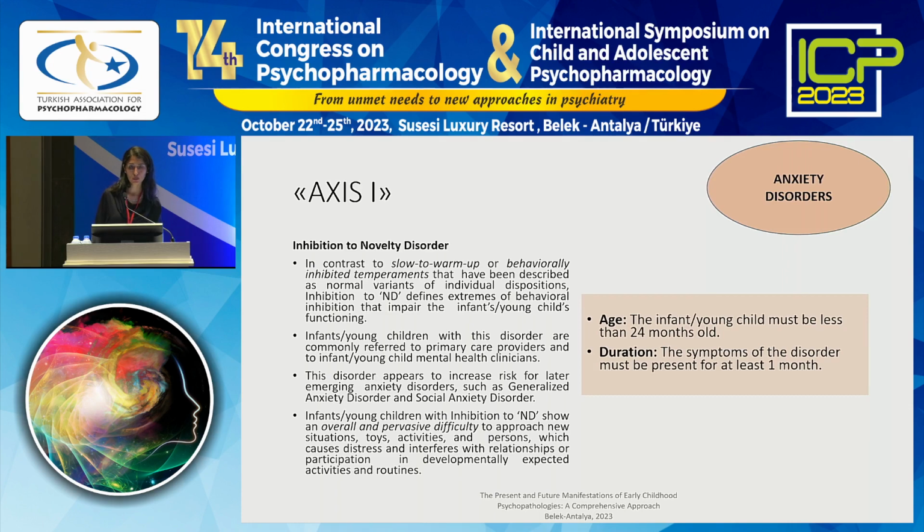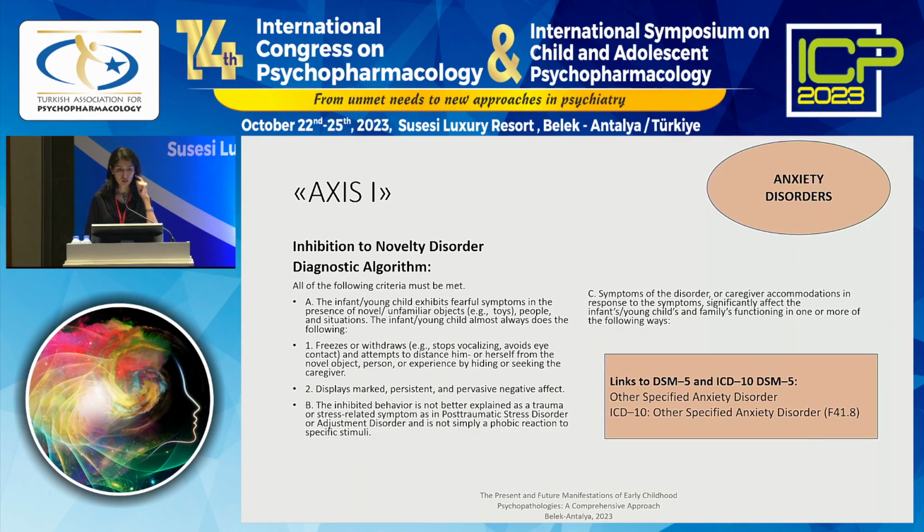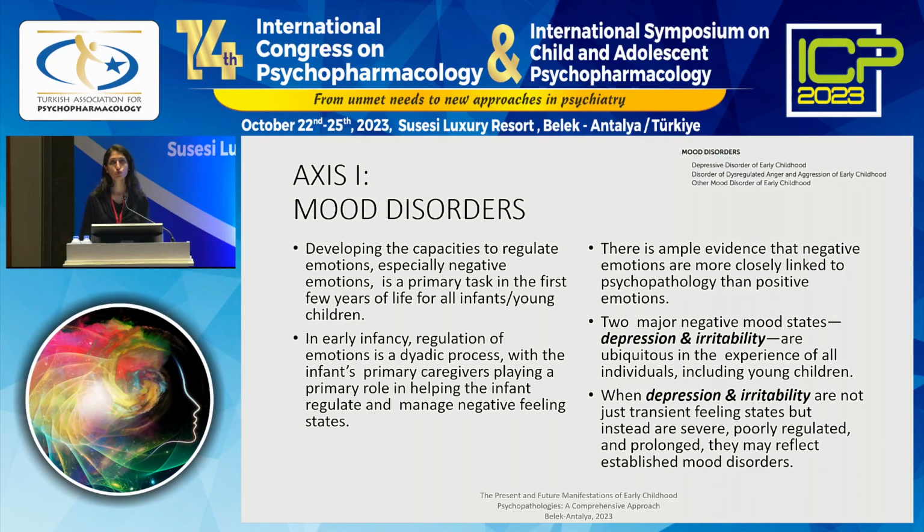Again, among the new diagnoses, inhibition to novelty disorder. As you all know, there are slow to warm up and behaviorally inhibited temperaments; in contrast to them, it's a normal variant of individual dispositions, but it's mostly children sent to primary care. It could be generalized anxiety disorder or social anxiety disorder. It could be a risk. It's especially for new situations, toys, activities, and persons, where there is actually an inhibition, and it must be at least at the age of 2, and the symptoms should persist for more than 1 month. Again, we have the link as well. Another main group, mood disorders.